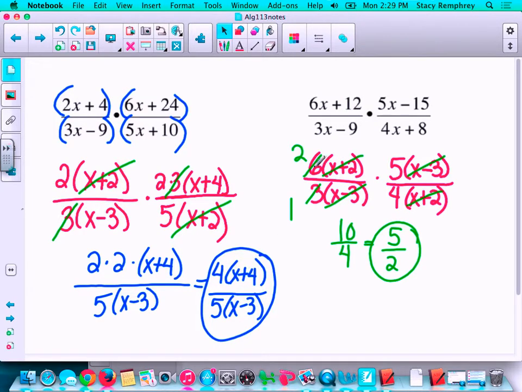Over here, I factored out the 6. I factored out the 3. In this, I factored out a 5. I factored out a 4. I looked for common factors, multiplied what was left, and simplified the fraction.